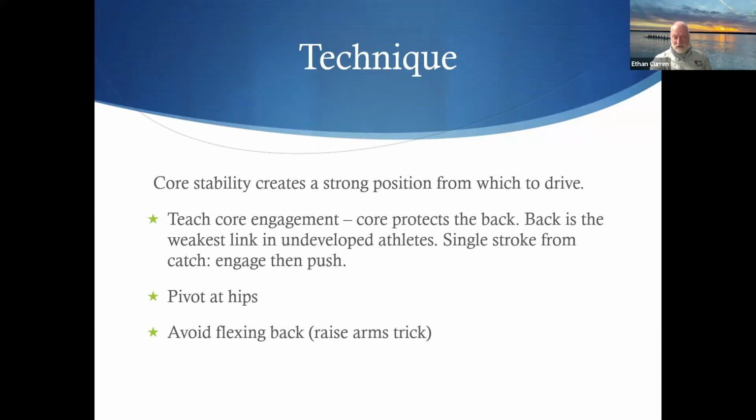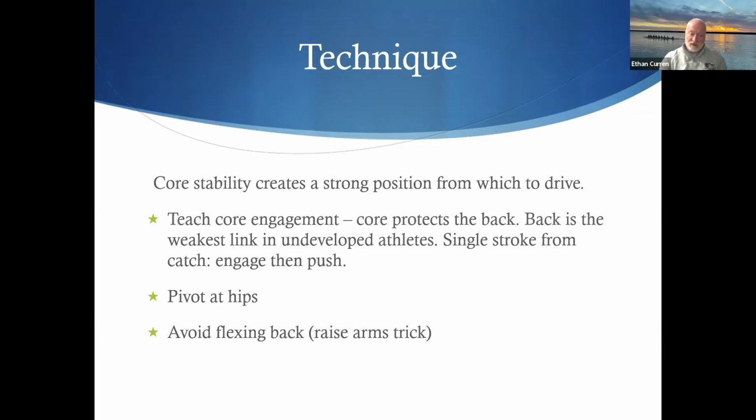I think it's critical to get good core engagement and teach the pivot at the hips. Again, a lot of the focus early on needs to be teaching them technique that will enable them to stay healthy. If they're pivoting at the waist, they're very likely to develop back problems. If they're pivoting at the hips, even if that means their stroke needs to be shorter because they don't have the requisite flexibility, you're going to increase the chance that that athlete is going to be able to stay training.